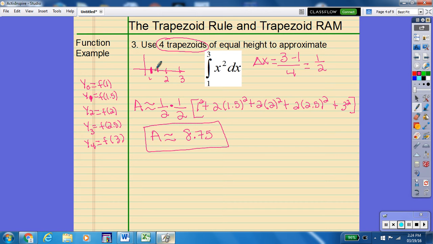I want to remind you, the x values you start in the interval 1 to 3. That's how we know the interval goes from 1 to 3. The function we're using is x squared. The first y value comes from plugging in the first x value, which is 1. The next x value is 1.5. We plug that in. Then 2 squared, 2.5 squared, and 3 squared. The first y value does not get multiplied by 2. Everything in the middle does, and the last one does not. So you simplify all of that, and that comes out to 8.75. And that's how you use the trapezoid rule using a function.